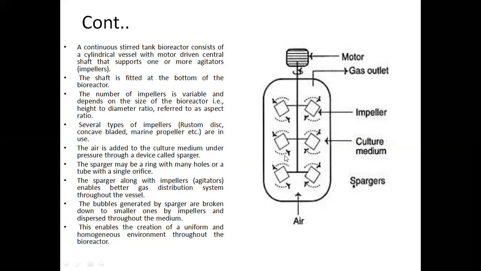So basically there are many types of impellers that can be present, and the air is added to this culture media with the help of the spargers that we have shown earlier. And these spargers may contain many holes or a single tube with a single orifice. The sparger along with impellers or agitators enables a better gas distribution throughout the vessel, and the bubbles which are generated with this sparger are broken down by the impellers into smaller ones, and distributed uniformly within the culture reactor vessel with the help of the impellers.